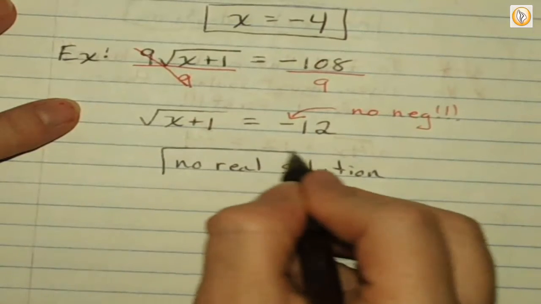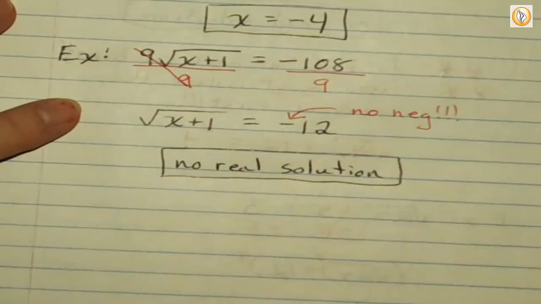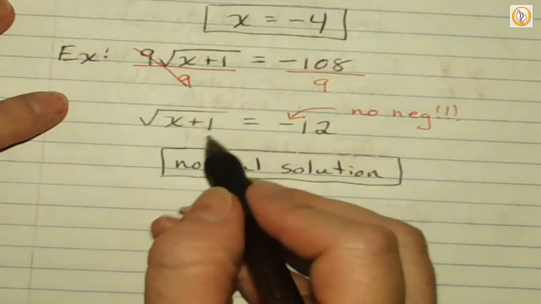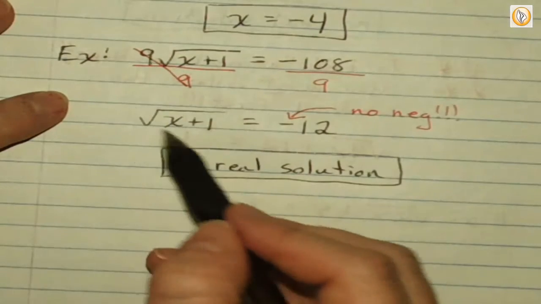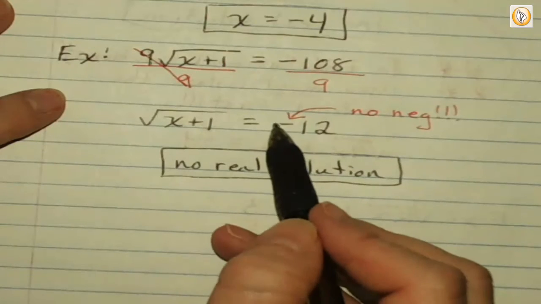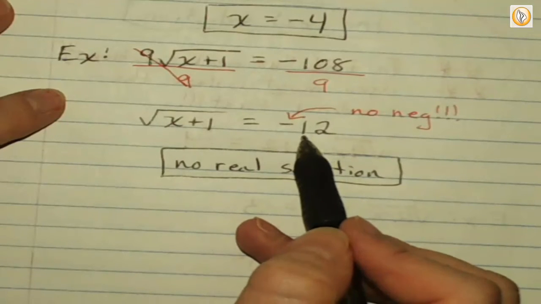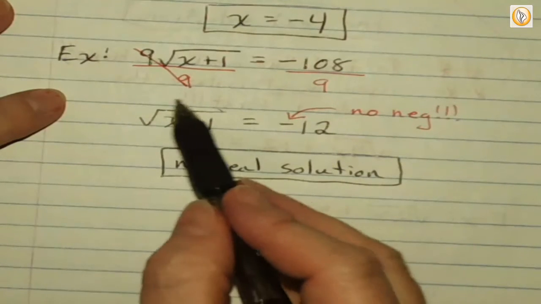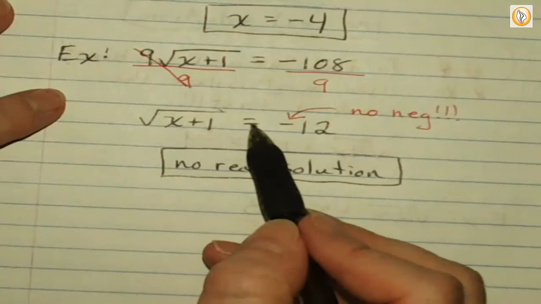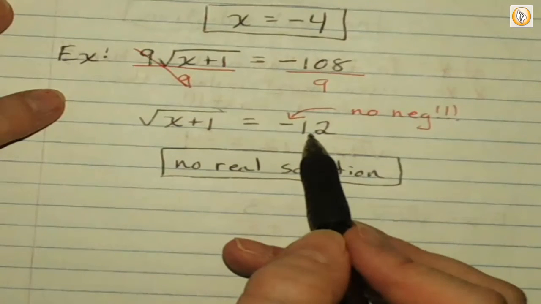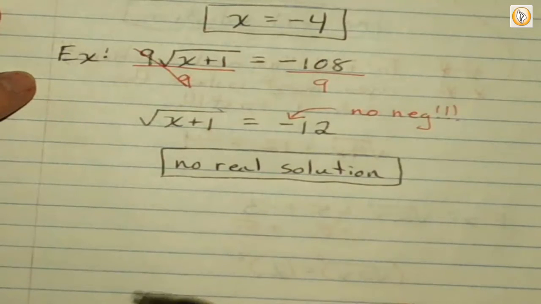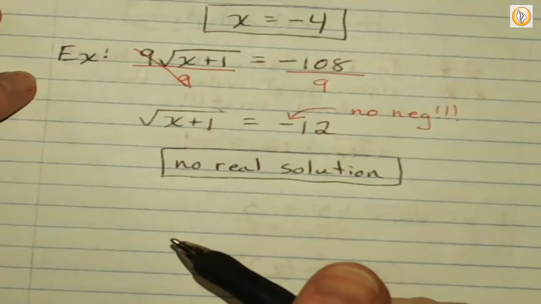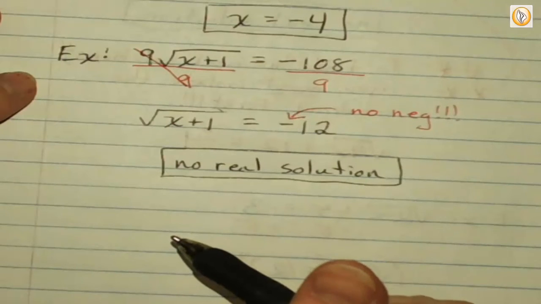Wait, how come we didn't do the square thing? Because is the radical sign all by itself now? We've gotten rid of the 9, yes? The radical sign is all by itself, and it equals a negative. But it has a plus 1. The radical cannot equal a negative. So then it's no real solution. Why couldn't we just say that with the negative 108?